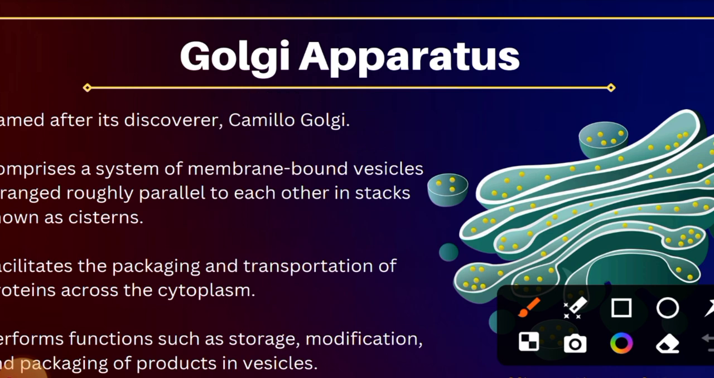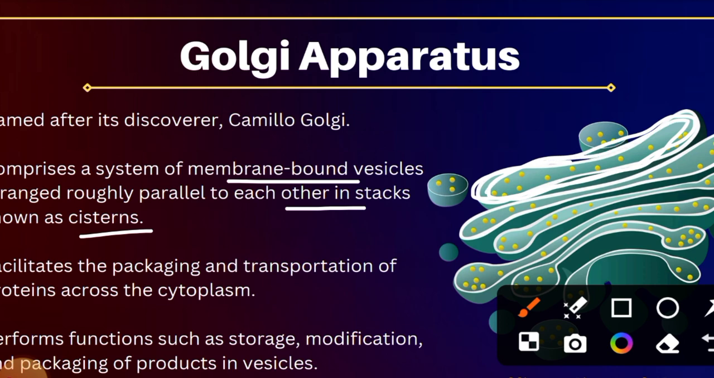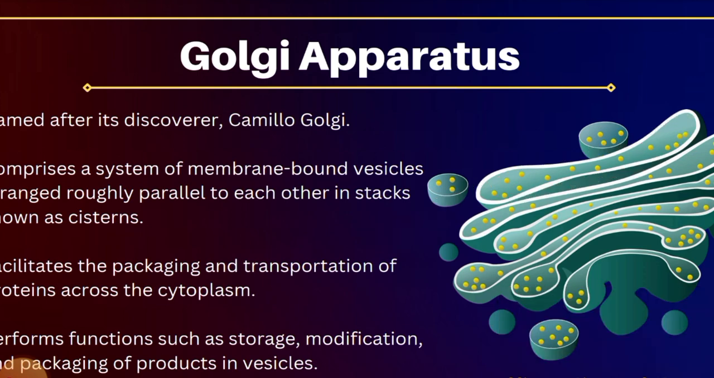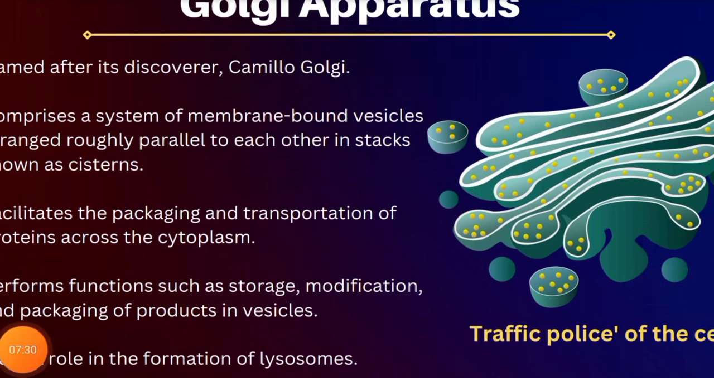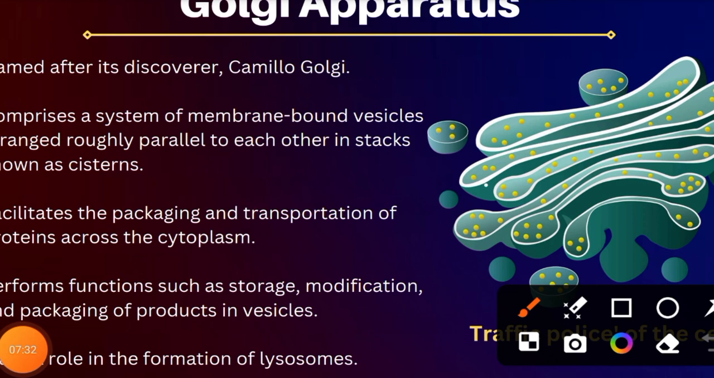Now this Golgi comprises a system of membrane-bound vesicles arranged roughly parallel to each other in stacks known as cisterns. So what it is saying? These are membrane-bound vesicles. Vesicles means the shape, this particular shape is vesicle shape. It is arranged parallelly to one another, and each stack is known as a cistern.